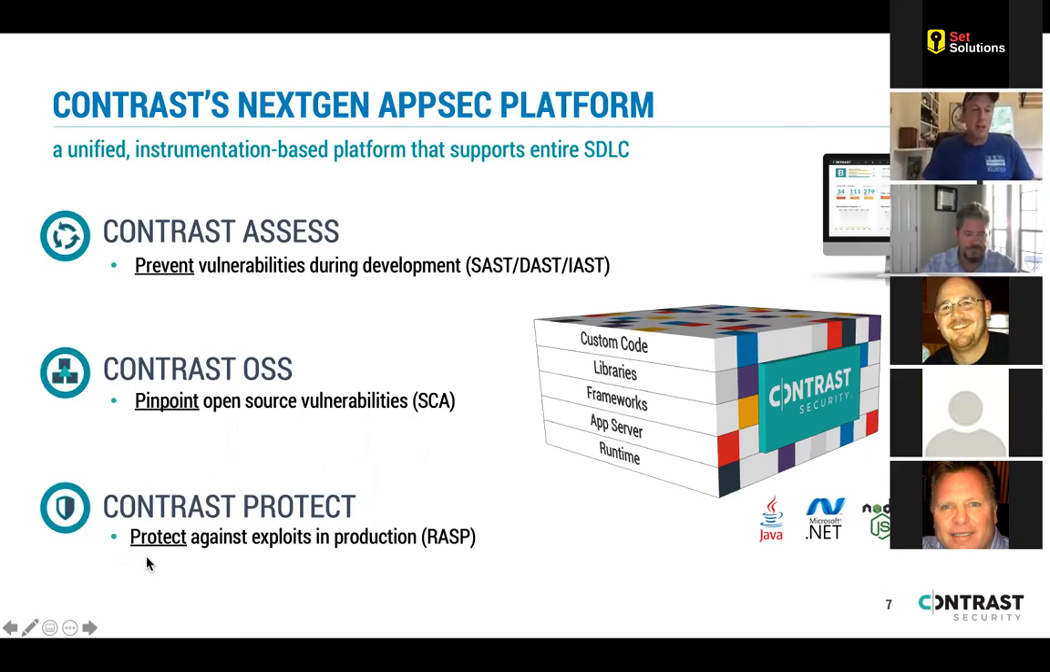And then in production, Contrast switches gears. Most people don't use Assess and OSS in production. They turn on Contrast Protect, and that's where we're preventing your application from being exploited. It's great for legacy applications as well as new development.